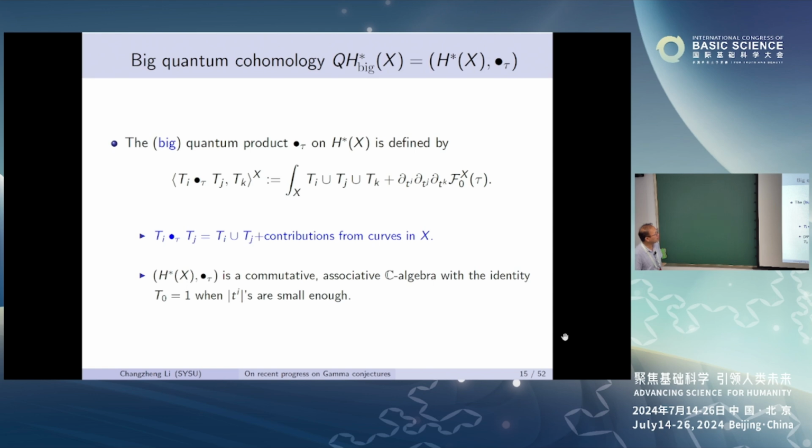And small quantum cohomology, you can see that the big quantum just means you consider everything in the total space of the cohomology. Small just means you will restrict to H2 still. So still, it is the classical contributions from curves in X. And it's important, we just need to know the quantum cohomology is associative with identity, and it is commutative just because for simplicity we assume all the cohomology has even part, there is no odd part. Okay, for simplicity. Otherwise, it's graded commutative.